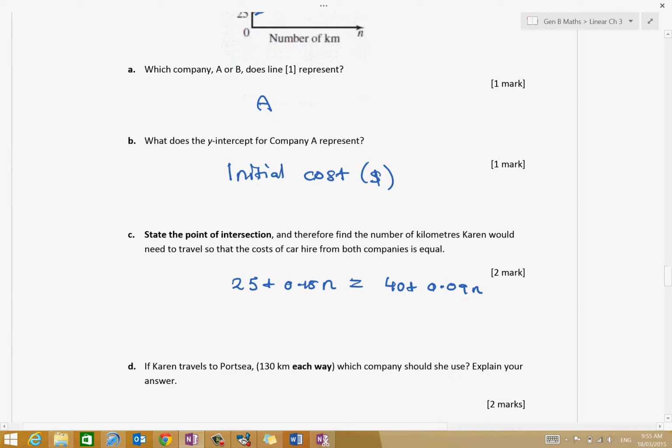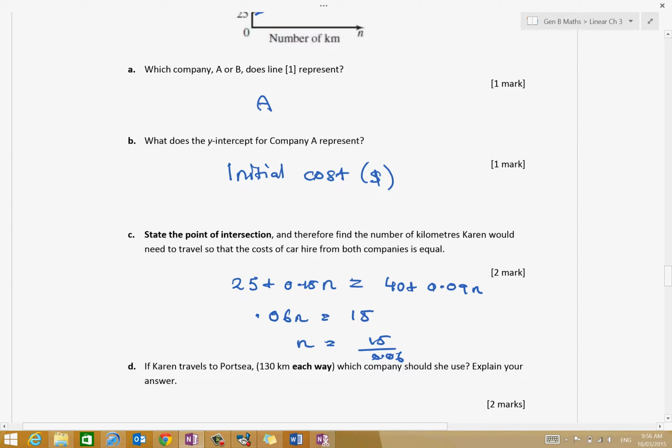Now, we could do it in a calculator and you can do solve. That's what I want you to do. We've done it to death. But what I'm going to do is use a little bit of algebra. I'm going to subtract 0.09n from both sides, which means 0.06n would be equal to, and I'm going to subtract 25 from both sides, which is going to be 15. Now, if I therefore say that n is equal to 15 divided by 0.06, how many times does that go into 15?